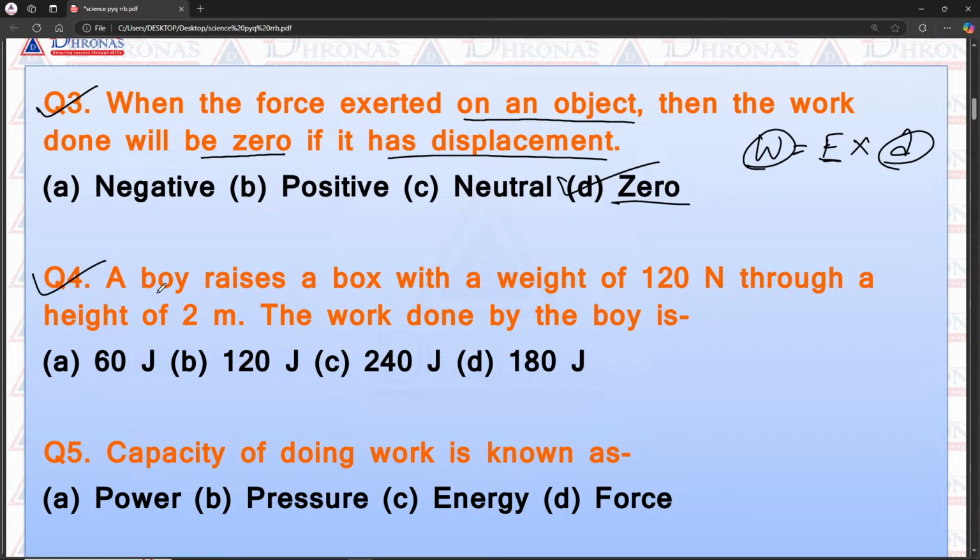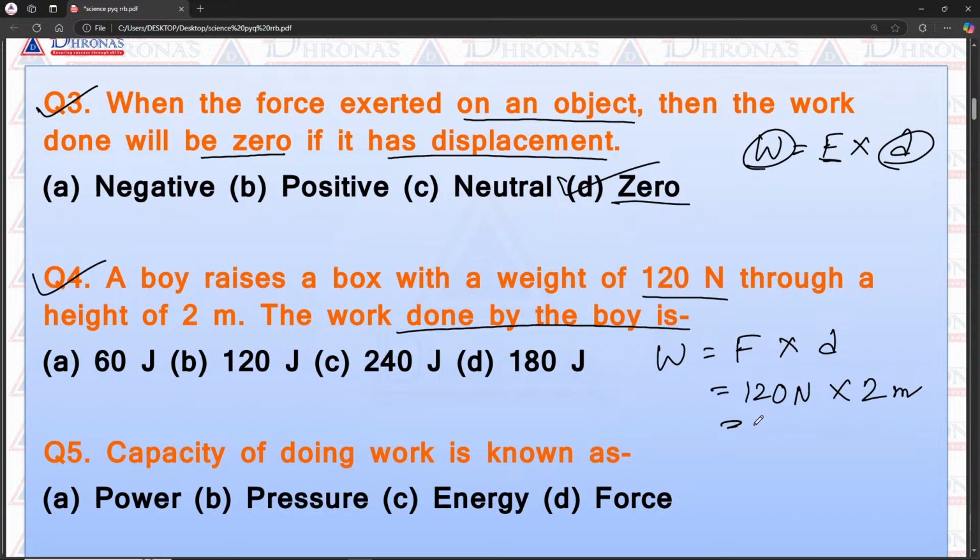Question number 4. A boy raises a box with a weight of 120 Newton to a height of 2 meters. The work done by the boy is. So again, W equals F into D. तो यहाँ पे F आपका 120 और D आपका कितना है, 2 मीटर. It means 240 joule. So the answer is C, 240 joule.